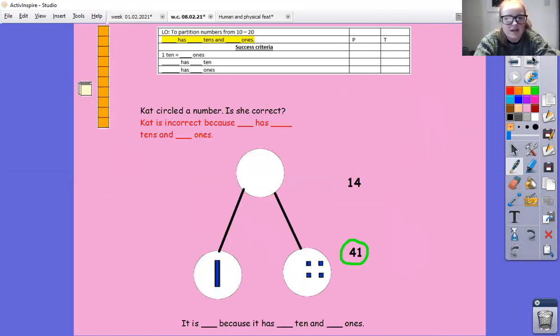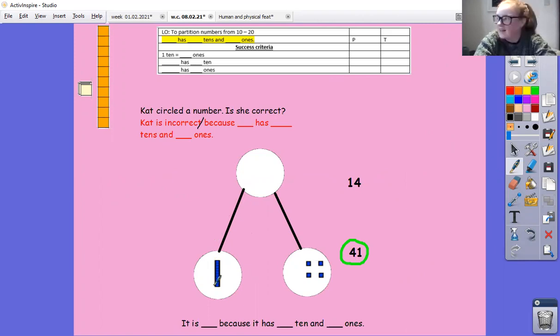Okay. Kat circled a number. Is she correct? Kat's number is incorrect because incorrect / correct. So let's have a look. So Kat thinks that this is 41. Well, let's have a look. Here I've got 2 parts, and I'm trying to find out what the whole is. My 2 parts I can see are tens and ones.